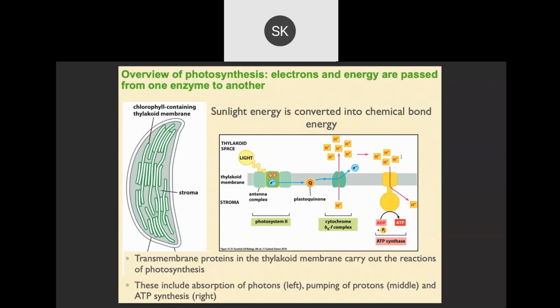You can break down the two different parts of photosynthesis into the light and the dark reactions, or the photon-driven reactions and then the synthesis reactions. We'll talk about that in a moment. So again, you can summarize this in one sentence. The reactions in the light portion of photosynthesis include the absorption of photons, the pumping of protons, and ATP synthesis.